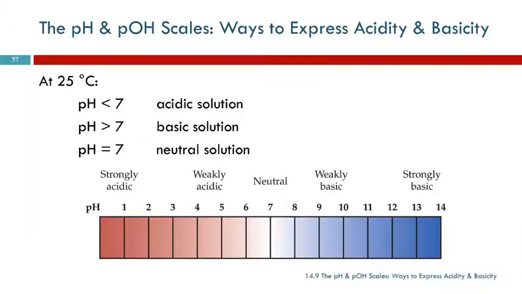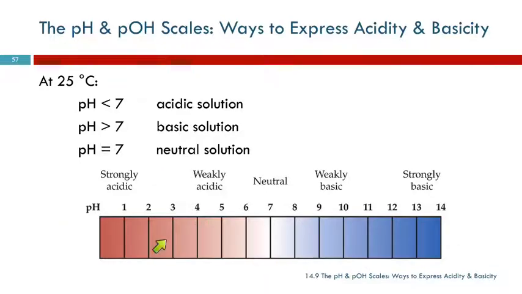You probably have heard of pH. They use it in shampoo commercials a lot, and if you have a swimming pool, you know pH is important in the pool. If the pH is less than 7, it's an acidic solution. If the pH is greater than 7, it's a basic solution. And pH equals 7 is a neutral solution.